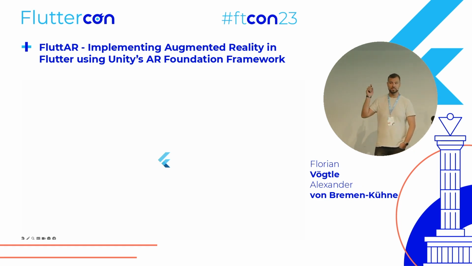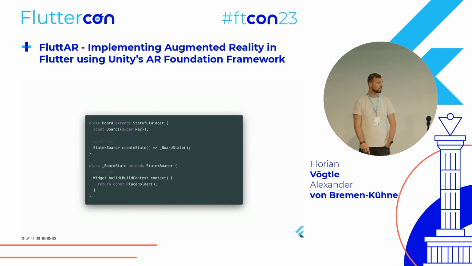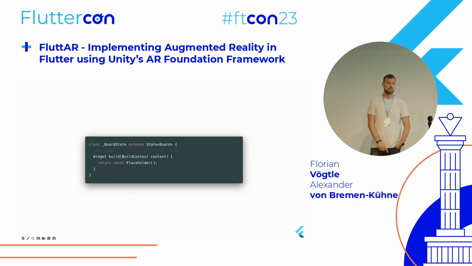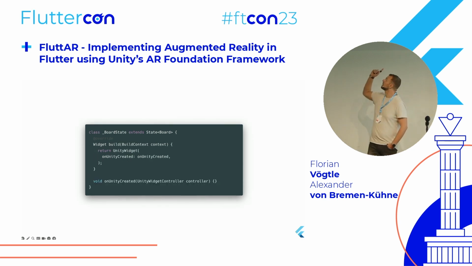So we have to do some Flutter stuff here. And obviously we need a widget because everything is a widget. We're going to start with a stateful widget, or to be more precise, with the state of that widget. And you have this beautiful placeholder, which is beautiful, but it's kind of useless. So we're going to swap that with a Unity widget and give it the required parameter, which is called onUnityCreated, which we're going to ignore for now.